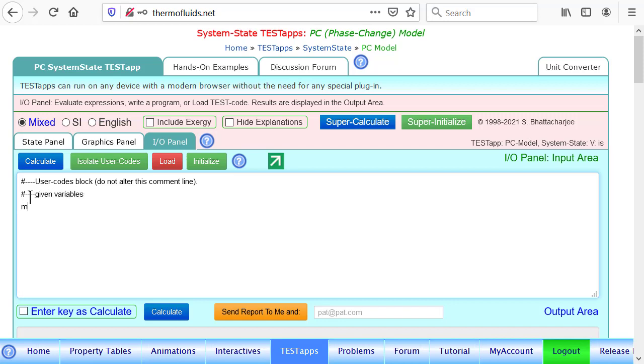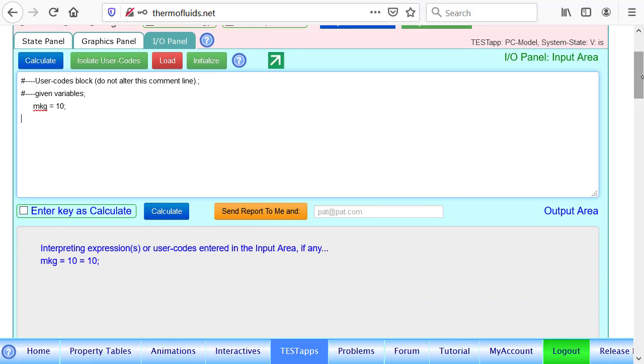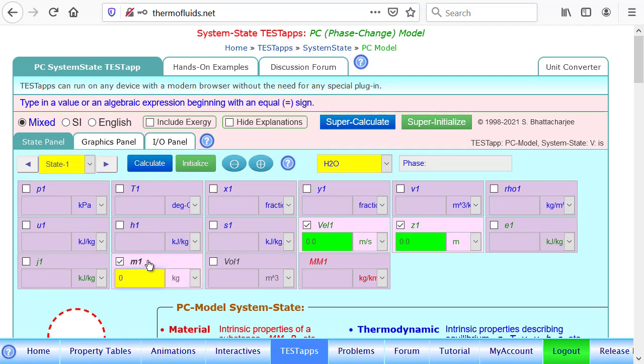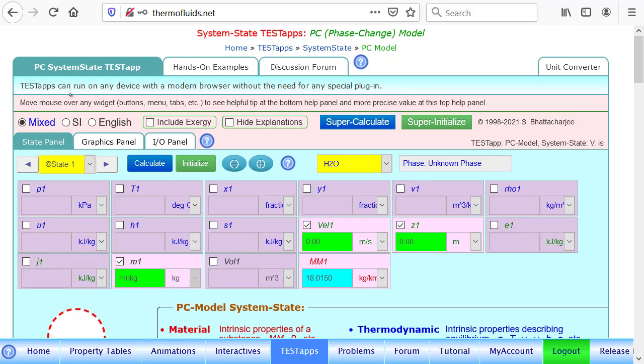And the first is mass kg equals 10. Notice that when you click the calculate button, it will format it nicely. And also it is registering what mass is. So if you go to the output panel, you can see mass has been registered as 10 kg. If you want, you can come back here and write down equals m kg. So now the variable has been picked up.